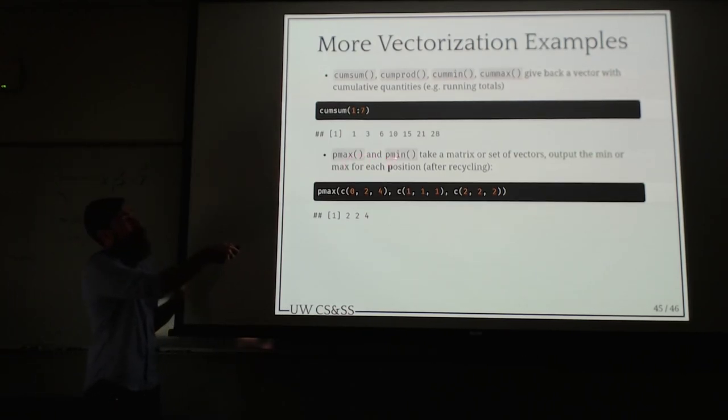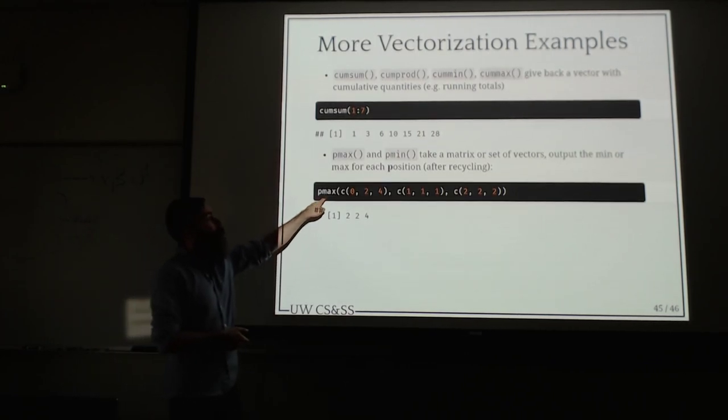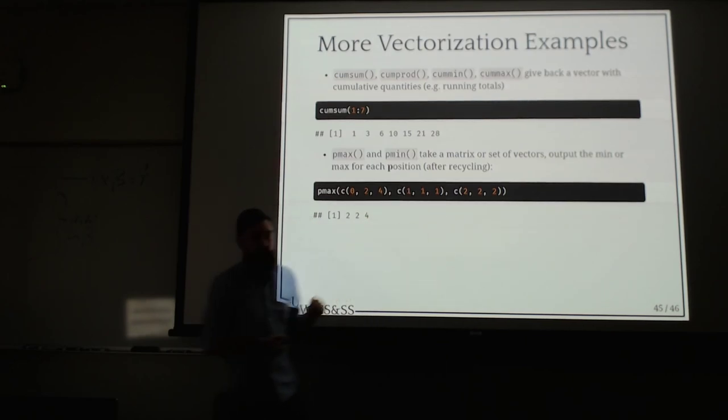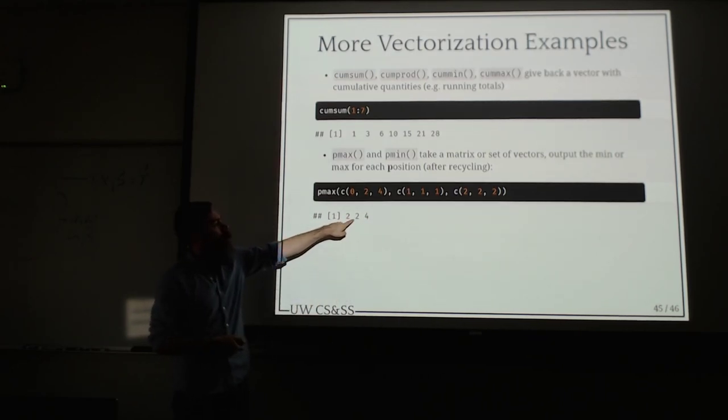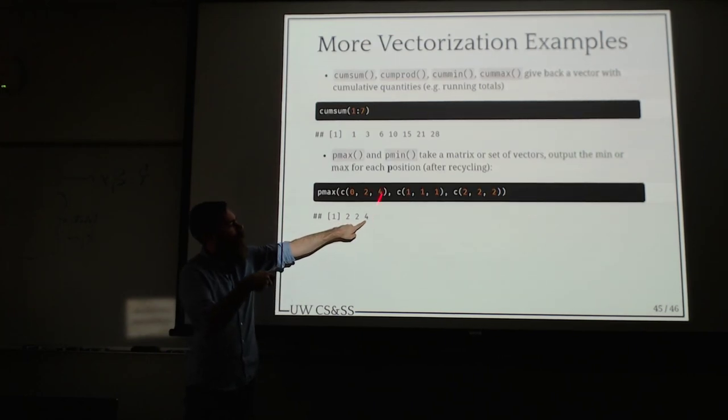pmax and pmin will take matrices or sets of vectors and output the max for each position in them. This is a vectorized command. So I'm giving pmax three vectors: 0, 2, 4; 1, 1, 1; and 2, 2, 2. It gives me back 2, 2, 4. The highest number in the first position is 2, the highest number in the second position is 2, the highest number in the third position is 4.